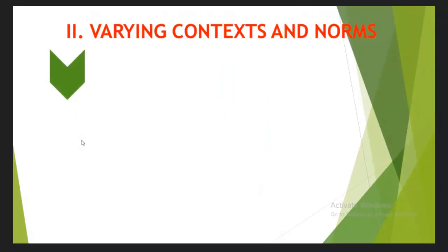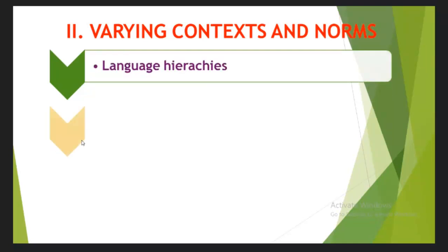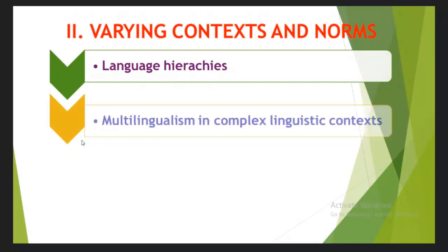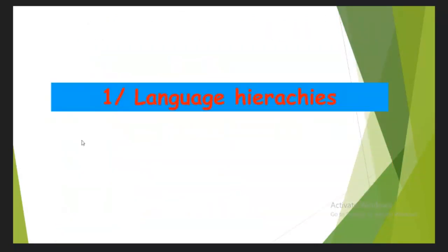The second point I want to introduce to all of you is the context and norms that help to define multilingualism. The first one is language hierarchies. I will go into an in-depth understanding of this part. Hierarchies means the ranks or levels of languages in a system of languages, right?